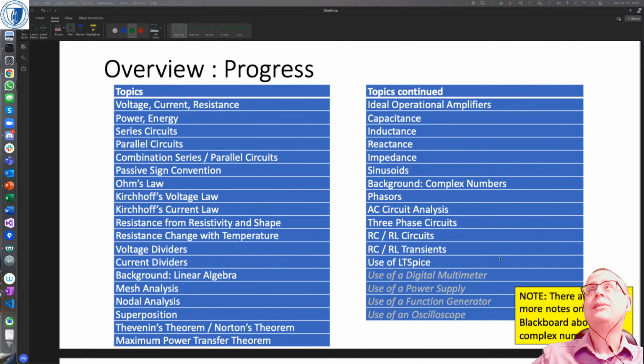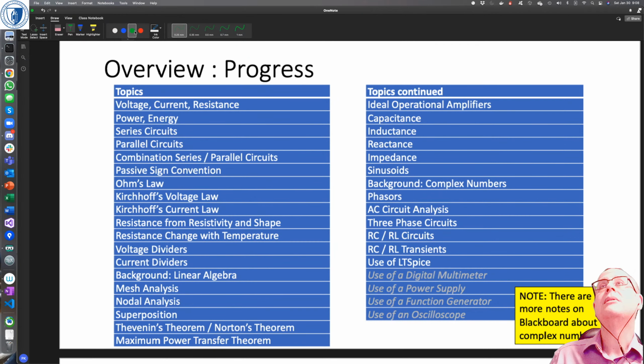This is the topic list. You can see there's some stuff grayed out in the bottom right down here. Unfortunately we won't have access to the lab, so we won't be able to physically use a multimeter, a power supply, a function generator, or an oscilloscope, and that's a bit of a shame.